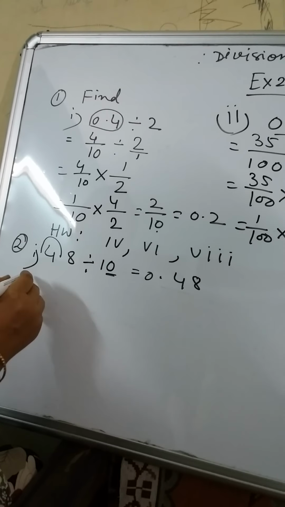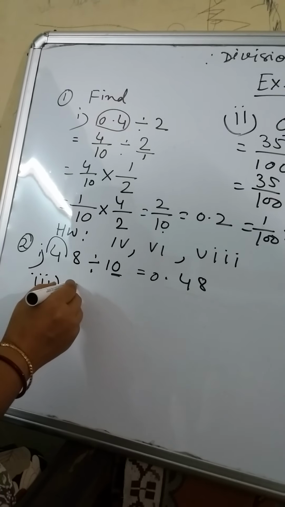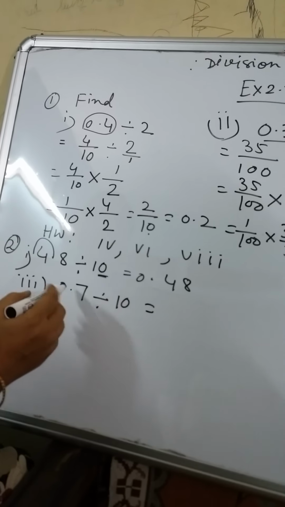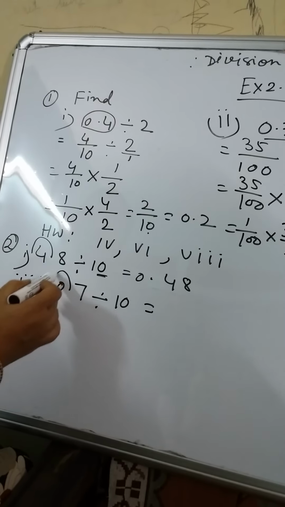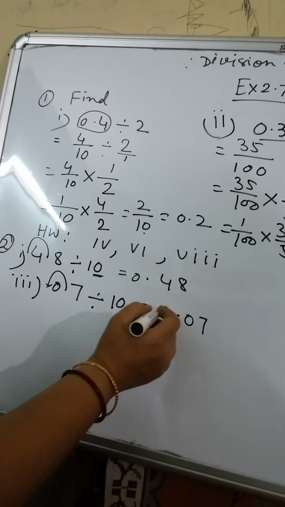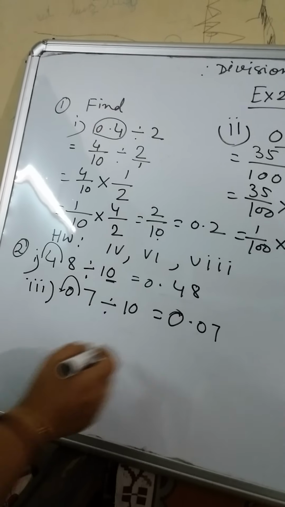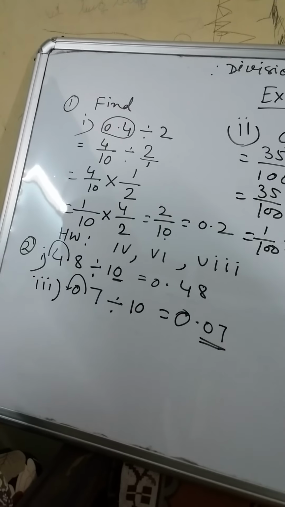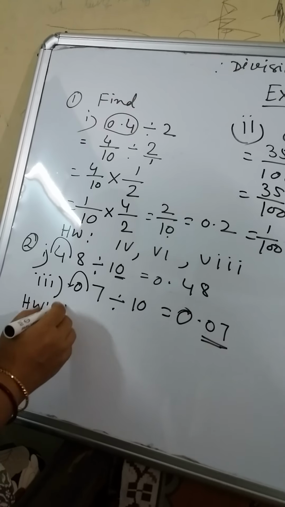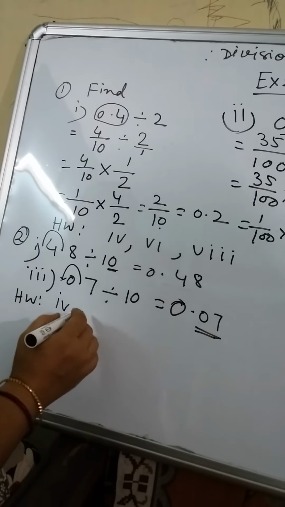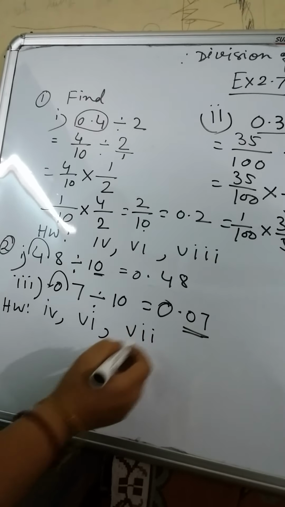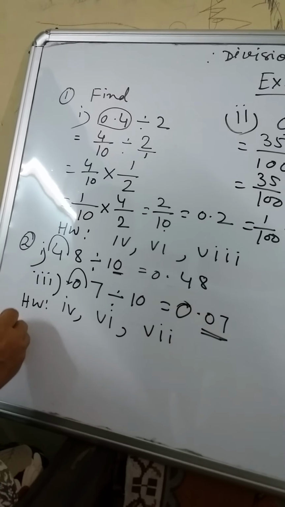Take another example. 0.7 divided by 10. So here that is 0.07, and on the left we will put another 0. So your answer is 0.07. Your homework will be 4, 6 and 7.